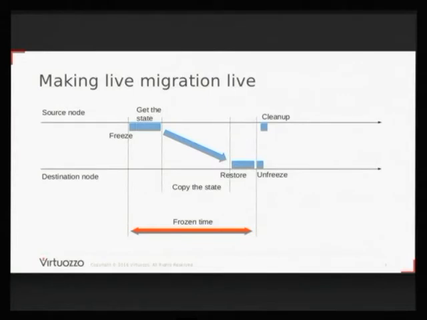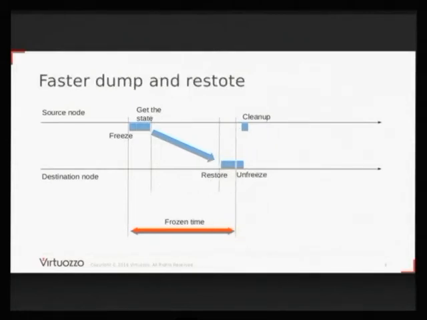And to reduce the freeze time, there are several options. First of all, we can try to make getting the state and restoring from state faster. But the truth is, getting the state and restoring the state are two operations that are extremely hard to optimize, because they consist of fixed steps which should be performed. Like, a container has several processes. Each of them has to be analyzed. For each of them, the state should be read. And there is not much room for optimization there.